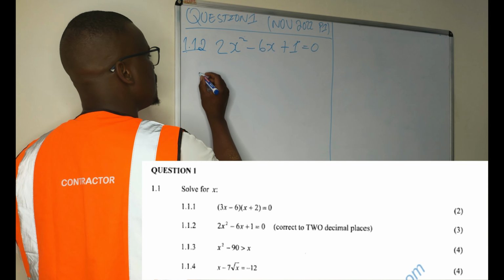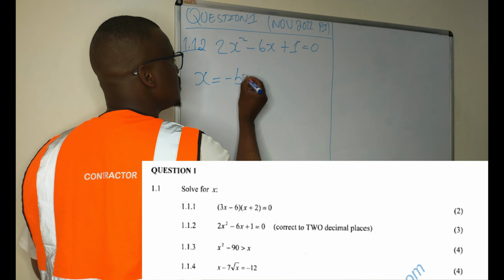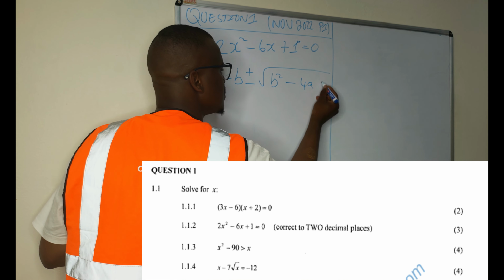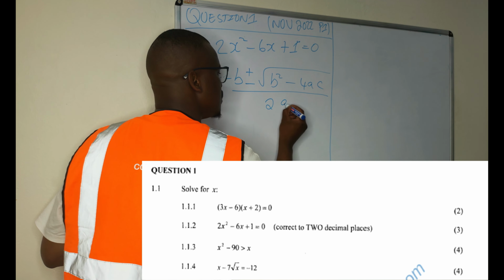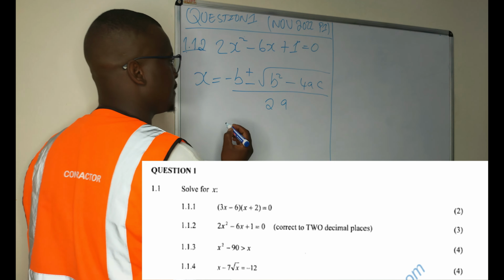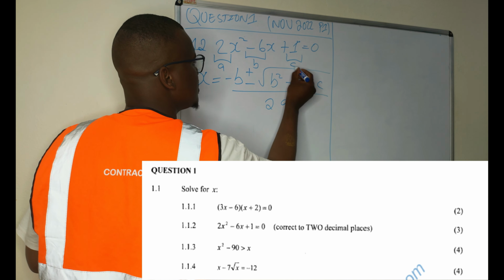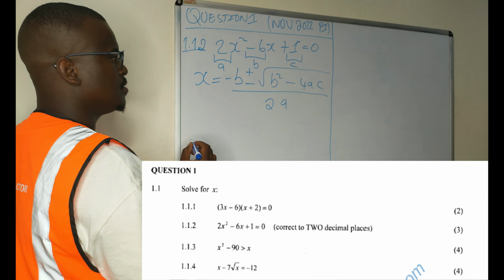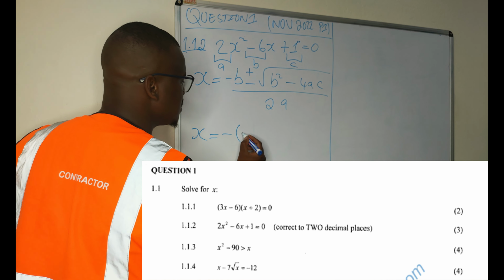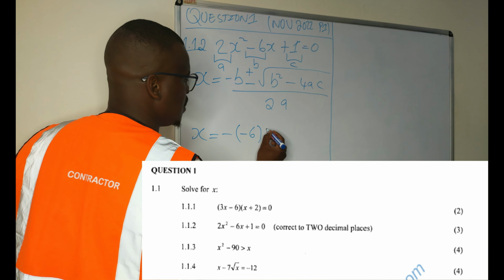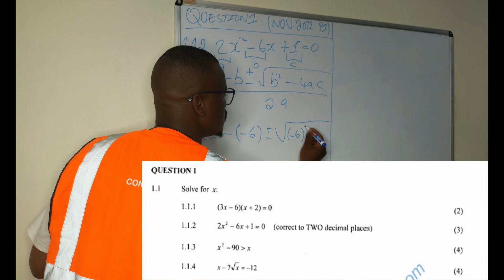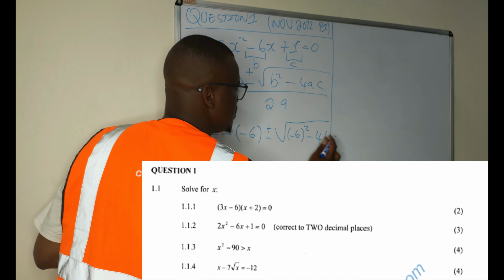So my quadratic formula is x equals negative b plus or minus the square root of b squared minus 4ac, all over 2a. This part here is your a, this part here is your b, and that part there is your c. So x is equal to negative b. What is your b? Your b is minus 6. Plus or minus the square root of b all squared, which is minus 6 all squared, minus 4. A, what is my a?